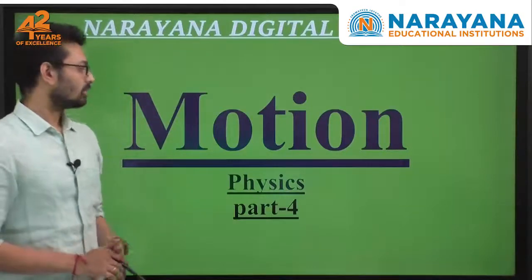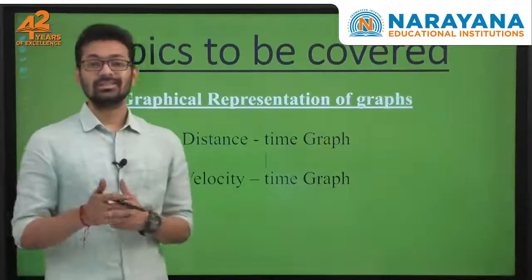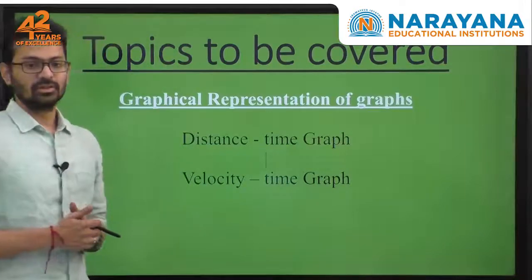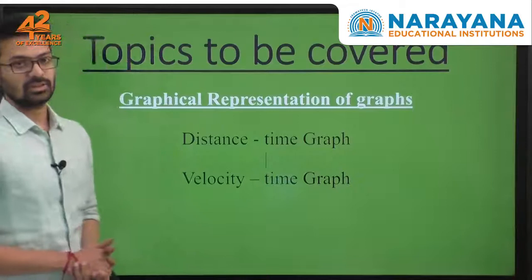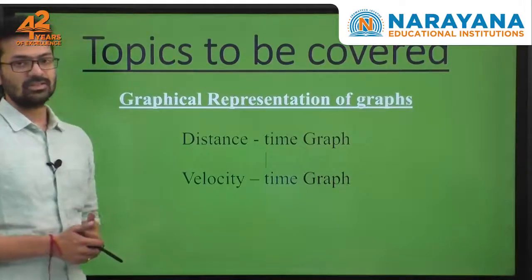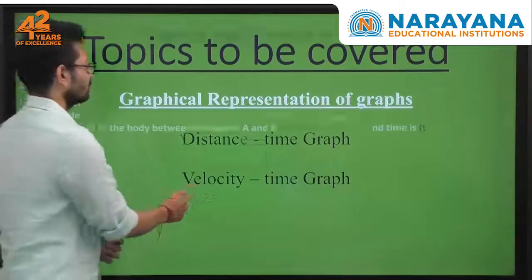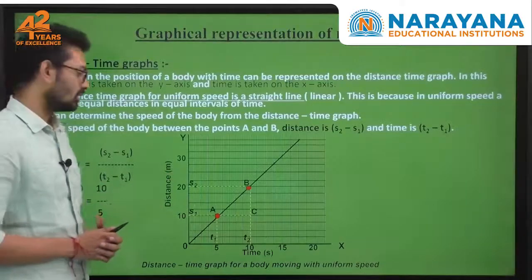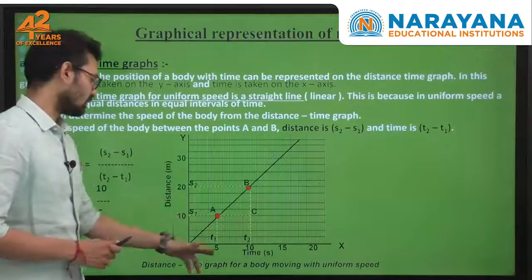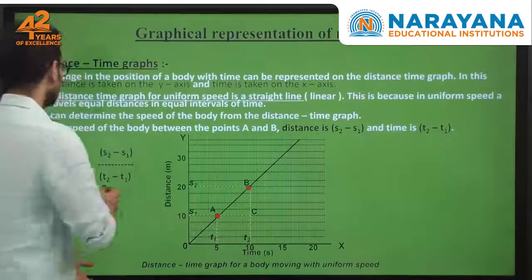Now part 4 is going to discuss the graphs. So, graphical representation of distance-time and velocity-time. Now, this is how you represent a distance-time and velocity-time graph. On the y-axis you take a dependent quantity, and on the x-axis you take an independent quantity.